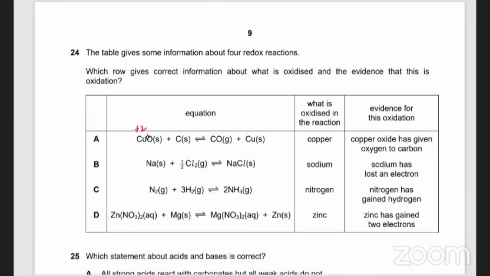Copper is +2. Copper is 0 over here. So that is reduced. Charge कम हो रहा है. So that is reduced. So A गलत. A is wrong. Forget it.